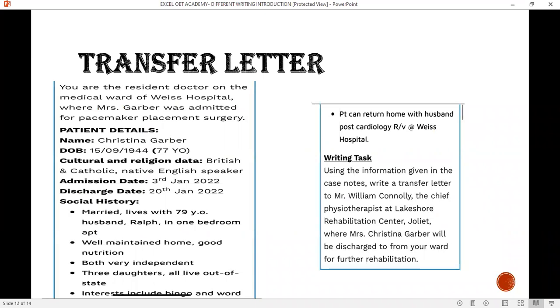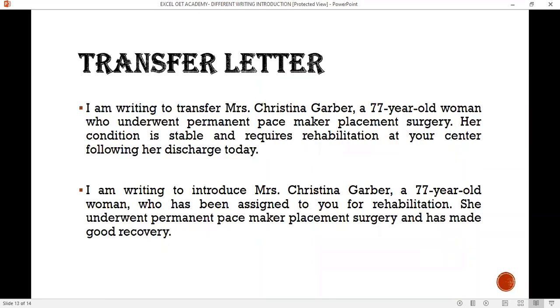Look at this. If you look at the top part, she had what? Pacemaker placement surgery. Are we seeing it? So I'm trying to give the physiotherapist a heads up, and I told the physiotherapist our condition is stable. What does it mean? It's the patient's current update. Yes, the patient's condition is stable. And what does she require from the physiotherapist? Rehabilitation. This is why you're transferring this patient to the physiotherapist for rehabilitation at your center following our discharge today.